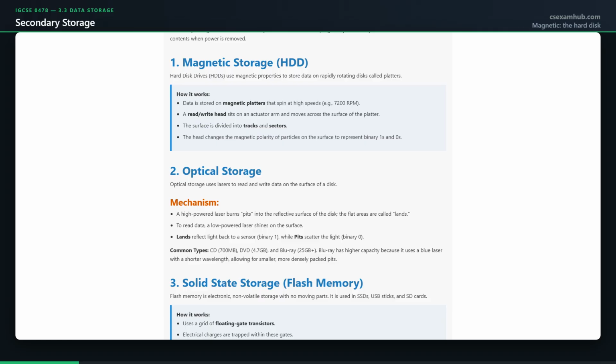Magnetic storage means the hard disk drive. Inside are rigid disks called platters coated with a magnetic material spinning at high speed, typically 7,200 revolutions per minute. A read-write head sits on the end of an actuator arm and moves in and out across the platter's surface as it spins beneath. The surface is divided into concentric circles called tracks, and each track is divided into sectors.